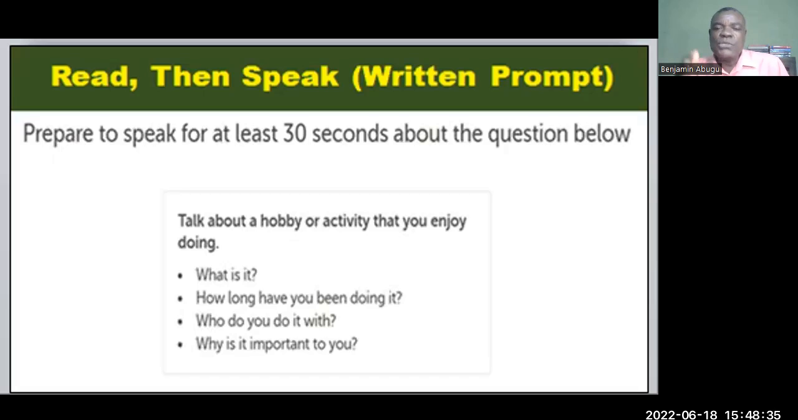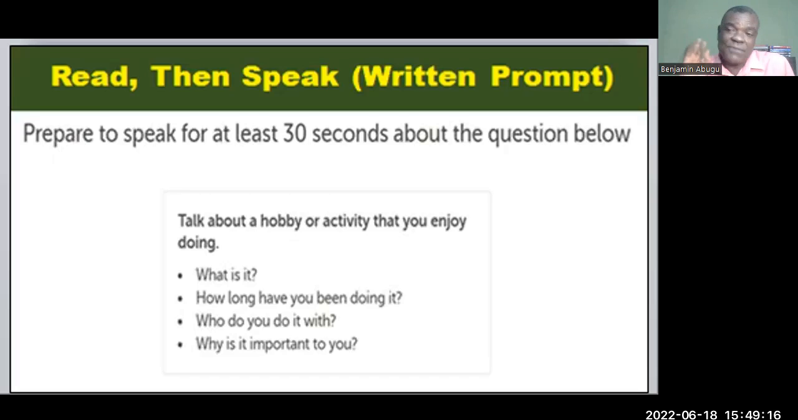Then who do you do it with? You can say maybe members of your school, of your class, or members of your choir, or people in your congregation, or members of your musical band, if you have one. Just mention who you do it with. It's as simple as that. And then why is it important to you? Probably you have actually developed this hobby into a kind of career that you are pursuing right now. That is why it is important to you. Okay, so just mention why it is important to you.